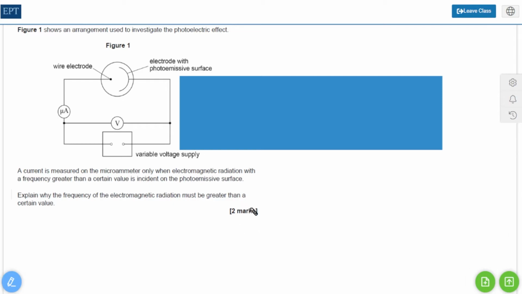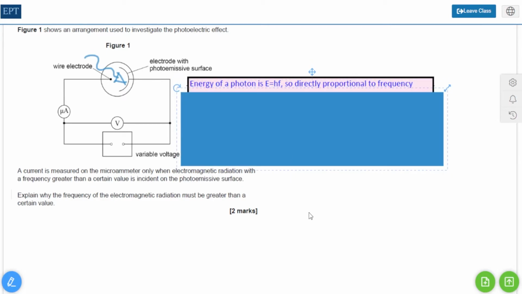In the first part of this question, we have to explain why the frequency of the electromagnetic radiation, which is presumably coming in like this and hitting the surface, has to be higher than a certain value. This is pretty straightforward because we know that the energy of a photon is equal to hf. In other words, it's directly proportional to the frequency. So the higher the frequency, the more energy the photon has.